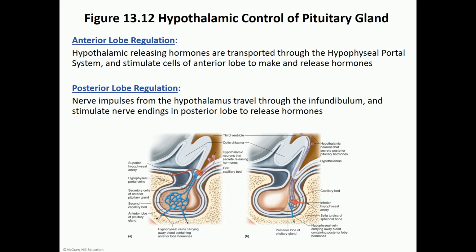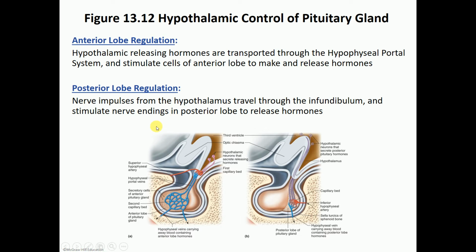Now, what about the hypothalamic control of the pituitary gland? So your hypothalamus is really in control of a lot of glands. One of the most important glands that it does control is the pituitary. But the hypothalamic control of the anterior pituitary gland is totally different than its control of the posterior lobe. So the anterior lobe regulation, we'll take a look at what's going on in this part.